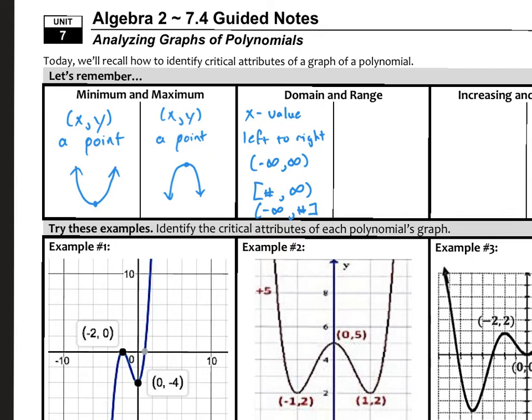Okay, range is our y values, right? And we list the y values from the low point to the highest point, or from the bottom to the top. Low to high. And that's going to include oftentimes our minimum or maximum. Okay, it can be our range, minimum or max, can oftentimes be included. So those low points or those high points, if they're the absolute mins or the absolute max.